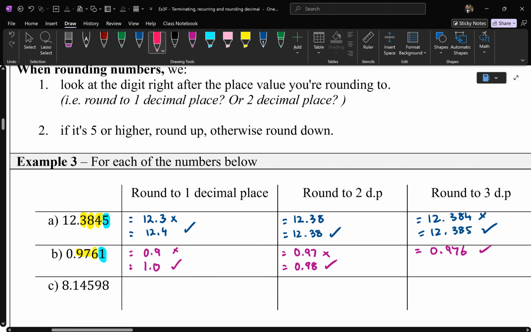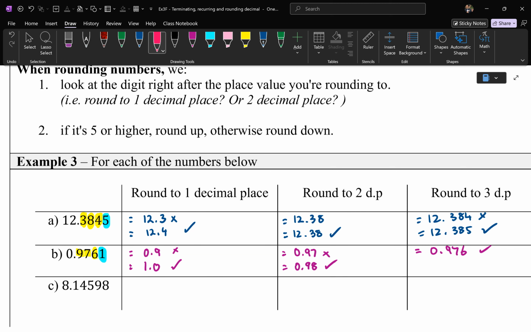Another 3 students for the last one. Josh. 8.14598, round to 1 decimal place is? 8.1. Beautiful. Take the first decimal point. Check the next digit. 5 or more, you round it up. But it's not 5, so that's why you leave it as 0.1. So it's 8.1. Very good.